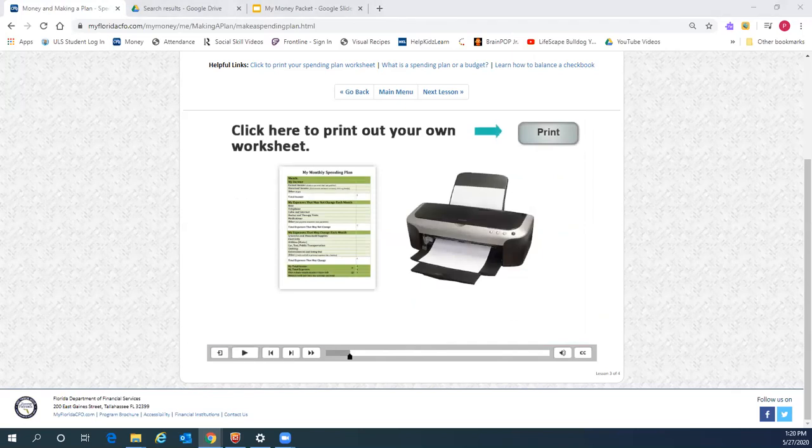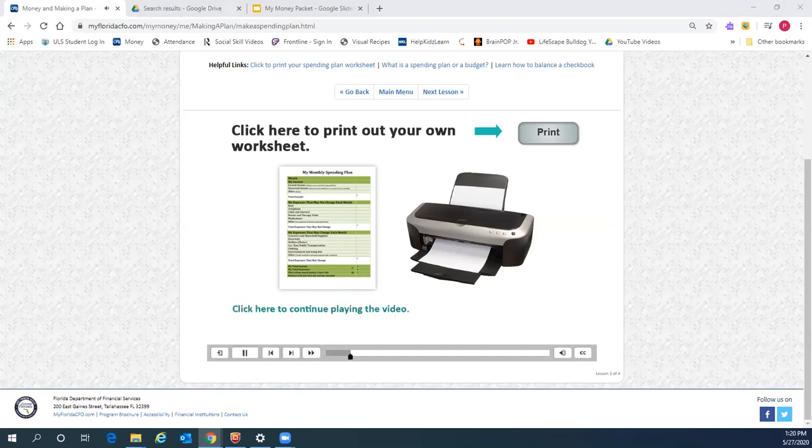You do not have to print out your own worksheet, but if you'd like to, you could. It would really help you come up with your own spending plan and would be good practice. Remember, income is money that is coming in, and that's usually from a benefit check like Social Security or Supplemental Security, SSI, SSDI, or from a paycheck.